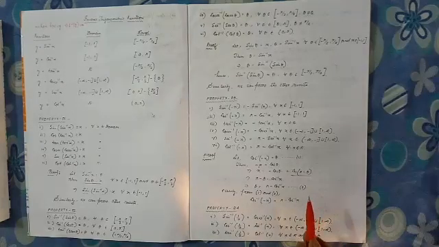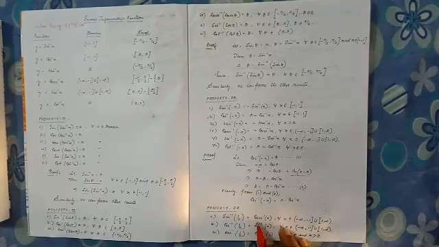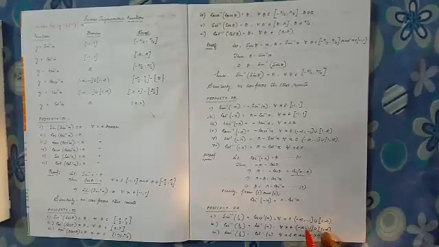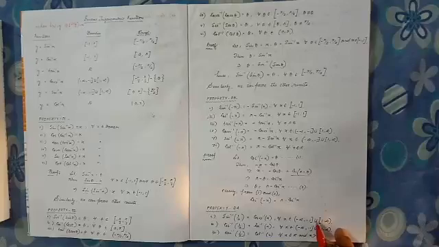Property 4, number 1. sin⁻¹(1/x) is equal to cosec⁻¹ x for all x belongs to (-∞, -1] union [1, ∞).